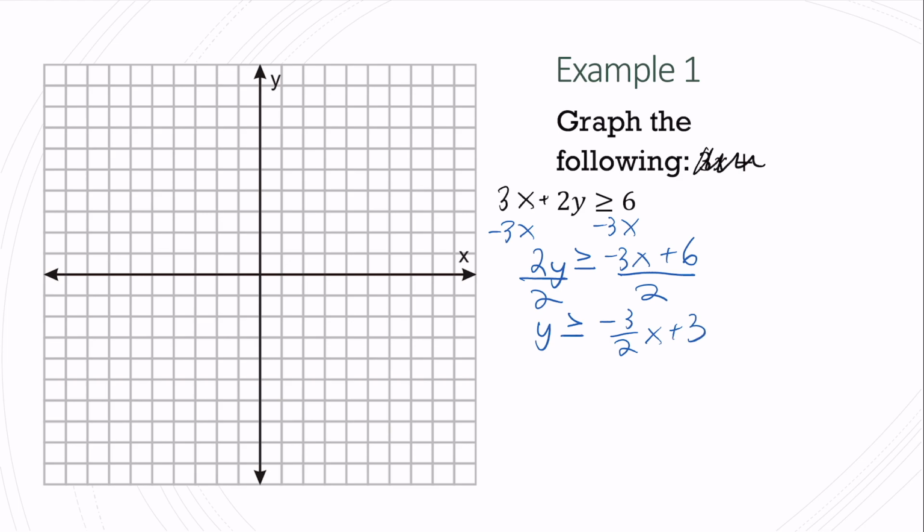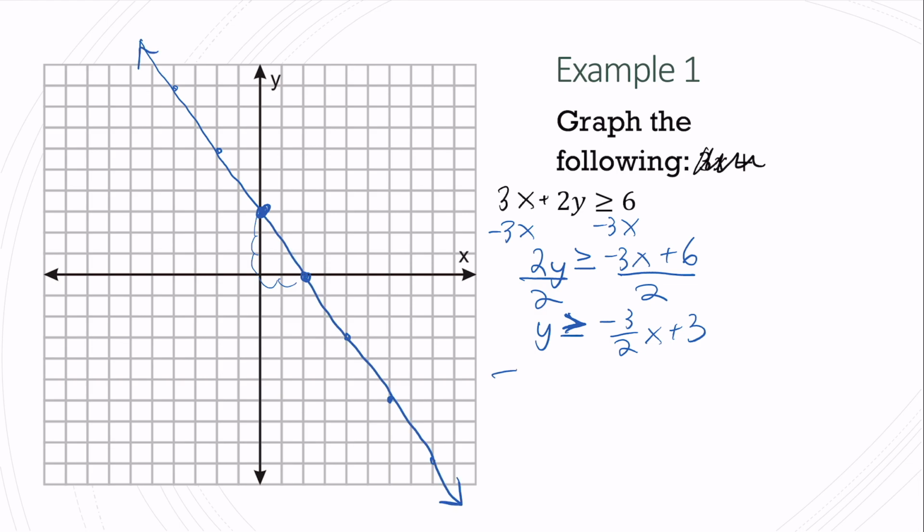So I'm going to go ahead and graph my y-intercept, which is 3, and my slope is negative 3/2, so I'm going to go down 3 over 2. This is greater than or equal to, so the points on the line are part of my solution. So I'm going to go ahead and connect all of this with a solid line.